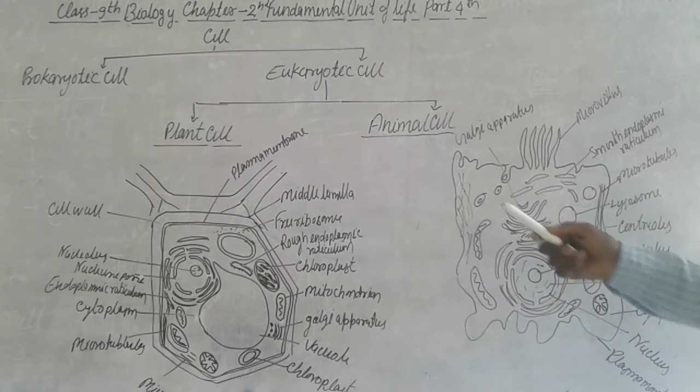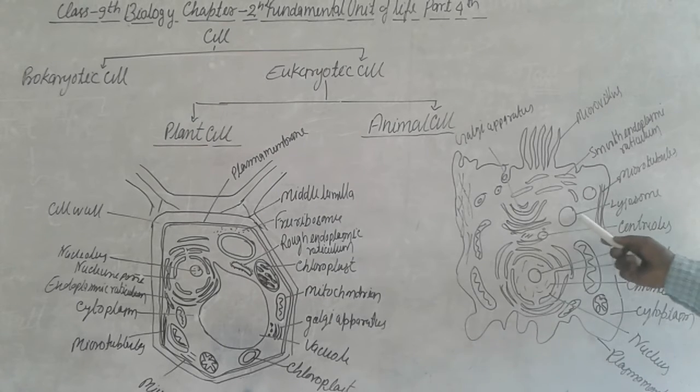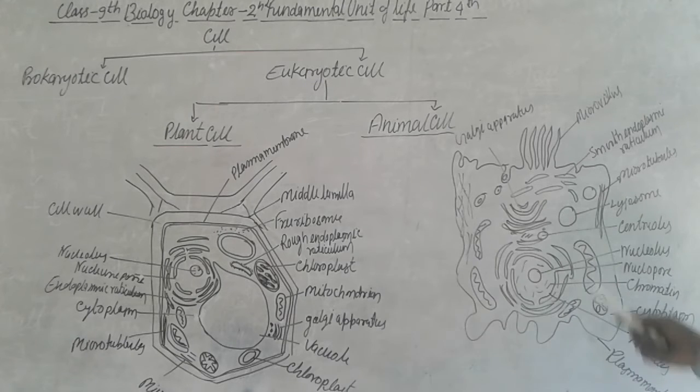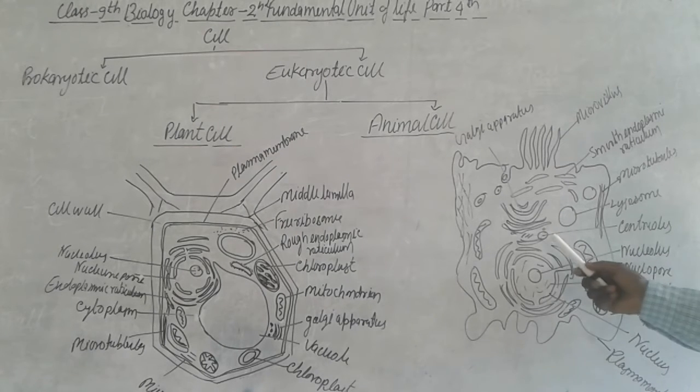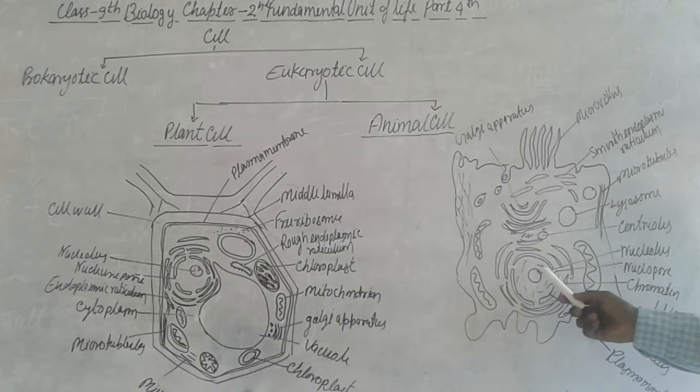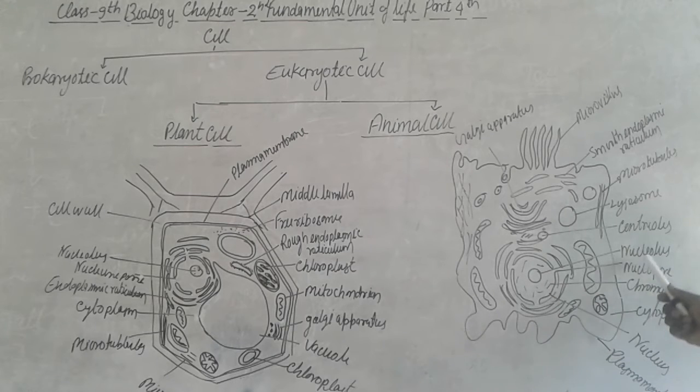You know about the microtubules from the plant cell. This is the lysosome. Lysosome is the suicide bag of the cell. And this is the centriole. Centriole is involved in the division of cells. And this is the nucleus, and in the center there is the nucleolus.